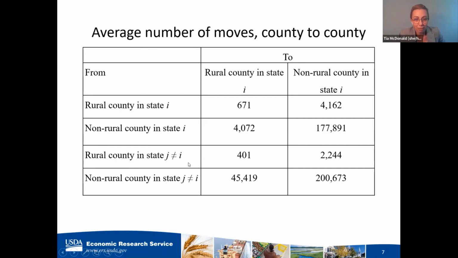Out-of-state movers are the last two rows. Rural to rural, moving from out of state, is about 400. Moving from a rural county to another state's urban county is about 2,200, and then non-rural to rural is 45,000, and non-rural to non-rural is about 200,000.